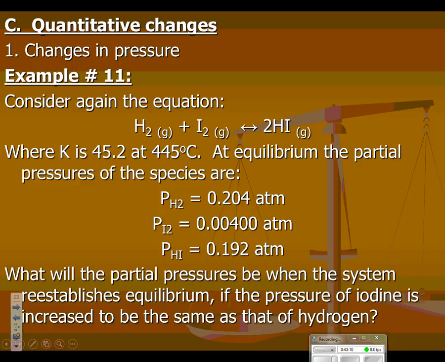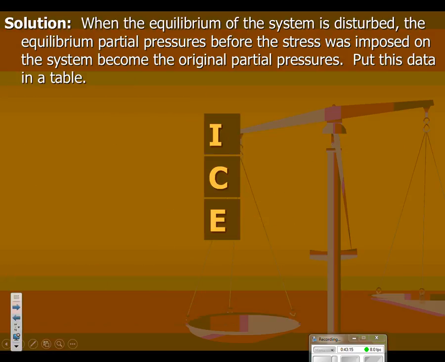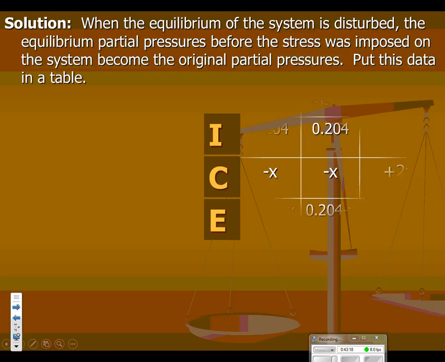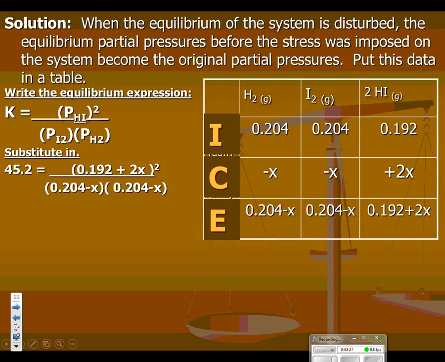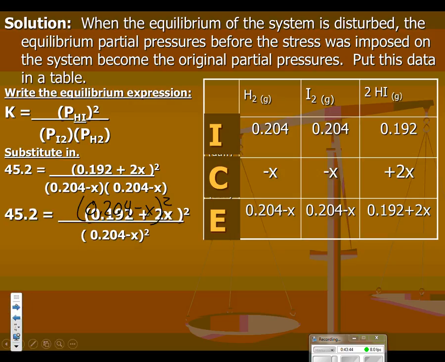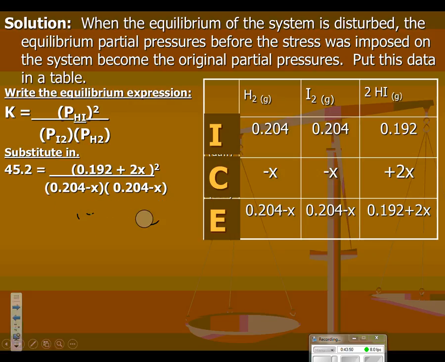Well, how am I going to do this? ICE again. So we had initial, right? We're doing X's again. Only this time we know what we're shifting. Okay, so this bottom thing basically is saying 0.204 minus x squared. So I can take a square root of both sides. There we go. So I can take the square root of both sides. If I take the square root of both sides, I'm just going to go on to the next one here.